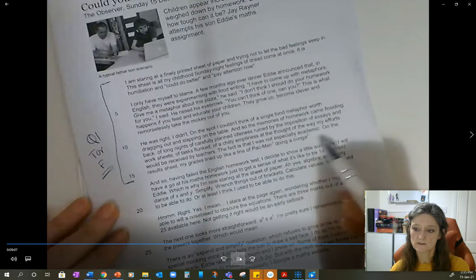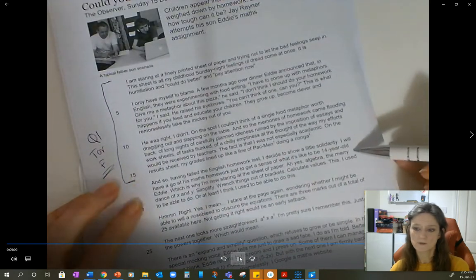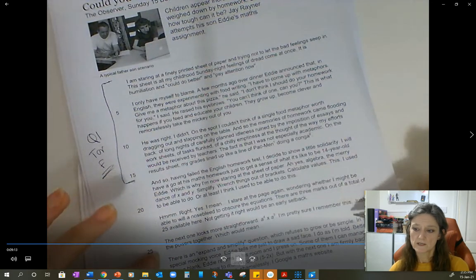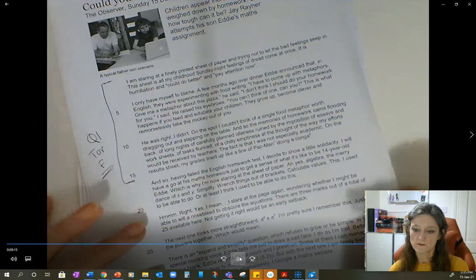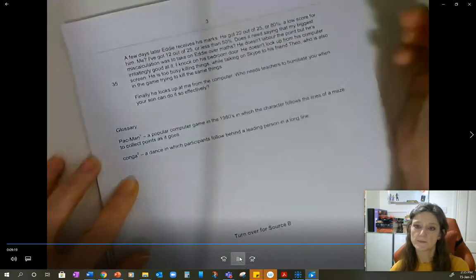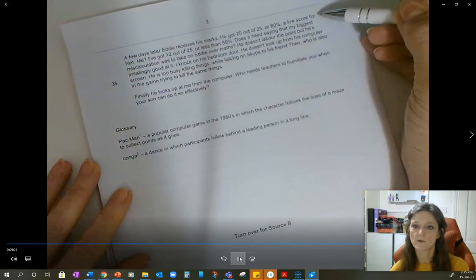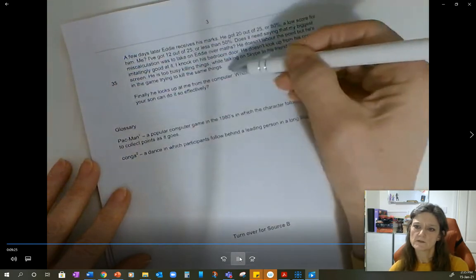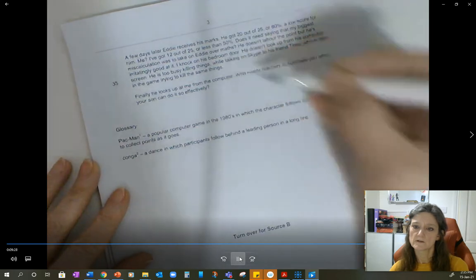It tells you what the answer is. If you get weird things, cultural references, it'll explain those for you at the bottom. Here we go. I'm still reading through. Like I said, if you want to do this properly, you can download the paper. It's freely available on the AQA website, sample paper 1. Still reading through. There's that glossary again. Turn over for source B. Yeah, it's more sources coming.